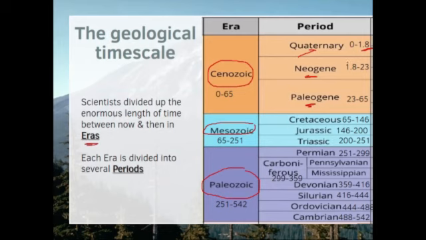Okay, Neogene started 23 million years ago till the beginning of the Quaternary. Paleogene, the same, started 65 million years ago till this number of the previous period. So the total number of years in this era, the Cenozoic era, started 65 million years ago till now. Okay.